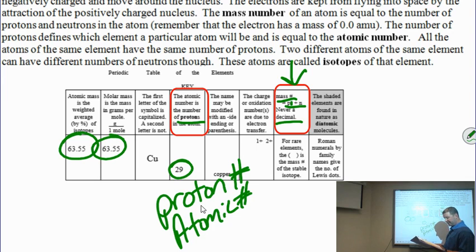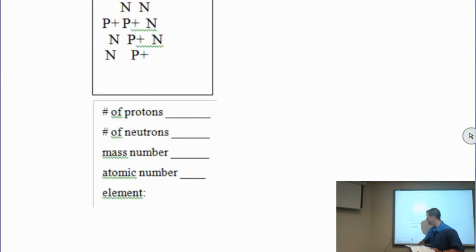Two different atoms of the same element can have different numbers of neutrons, though. These are called isotopes. So if you've ever known a set of identical twins, genetically, they are the same. Do they have the same mass? No. Those would be considered isotopes. So two atoms of the same element with different masses, those are called isotopes. Again, underline that if you did not know that.